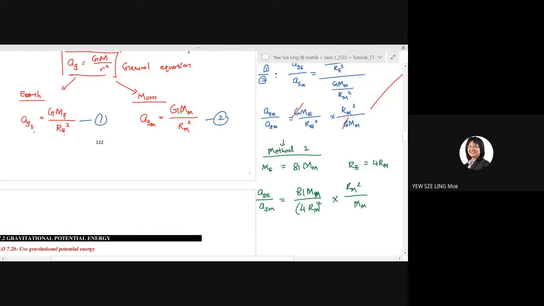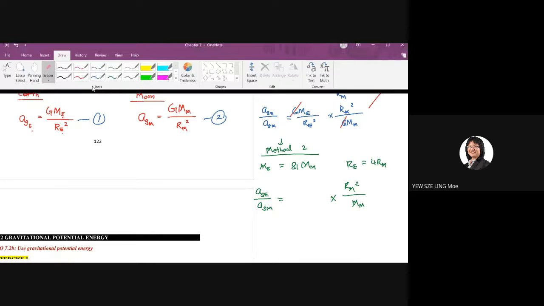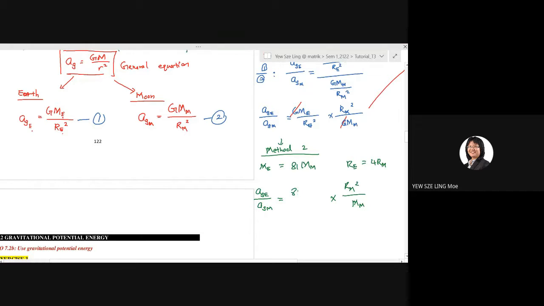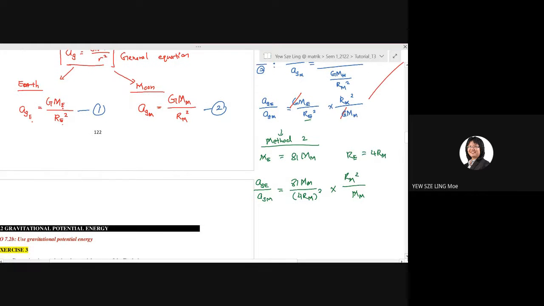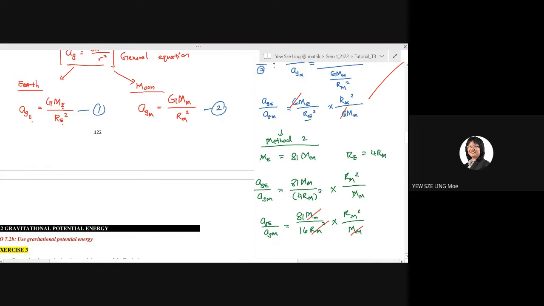Apa yang berlaku seterusnya, saya padam sini dulu, saya kasih dia nampak kemas sedikit. So ME is 81 MM, and RE is 4 RM. Remember the square. What happens next is students will expand the equation first. So AGE over AGM equals 81 MM over 16 RM times RM square over MM. Then you cancel out the similar terms. Also can, nothing's wrong with this method.